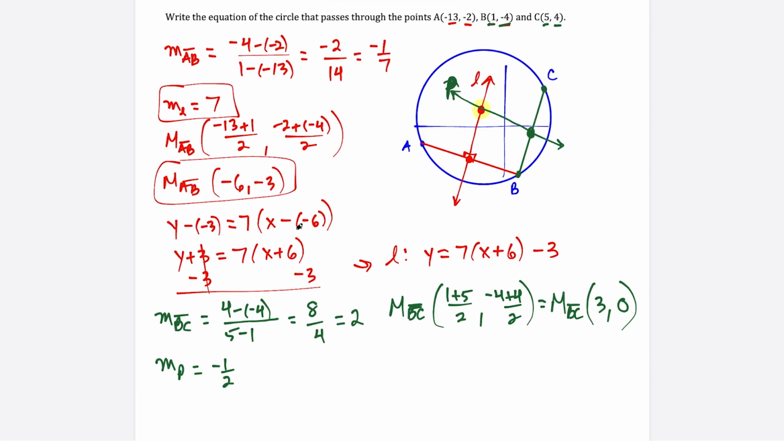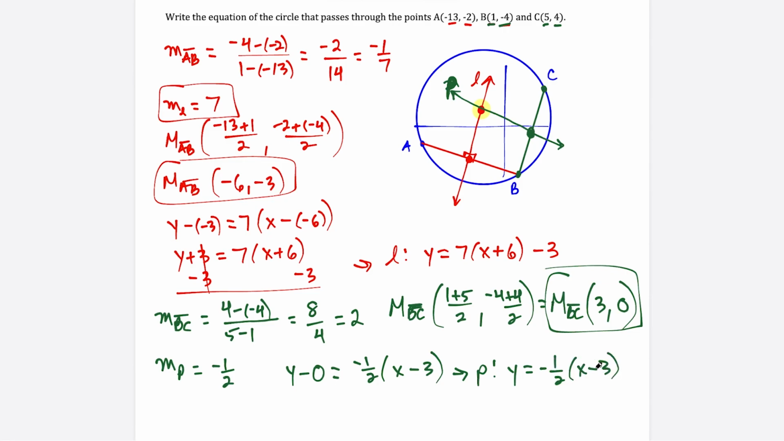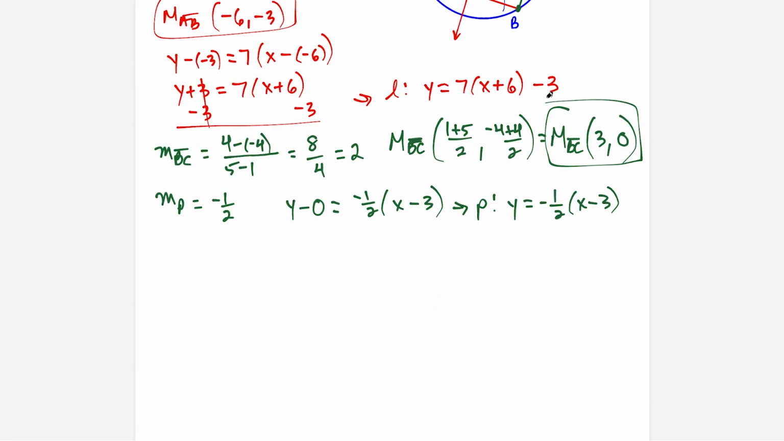We're going to use this formula again. We have y minus the y value here, which is the point that we use to write the equation of our line. So we have y minus 0 is equal to the slope, and we're using the slope of line P, which is negative 1/2. So we have negative 1/2 times x minus the x value of our midpoint, which is 3. Now we can simplify this a bit, and this tells us that the equation for line P is y equals negative 1/2 times (x minus 3). So here's the equation that we need. Now we can do the algebra.